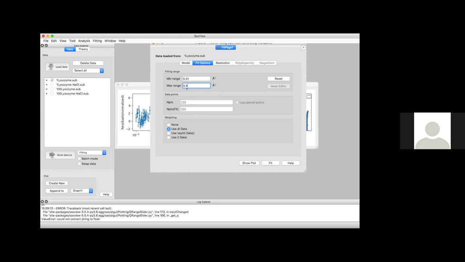Okay, now, are you using a Mac? Yeah. Okay. So then, if you go back to your model tab.